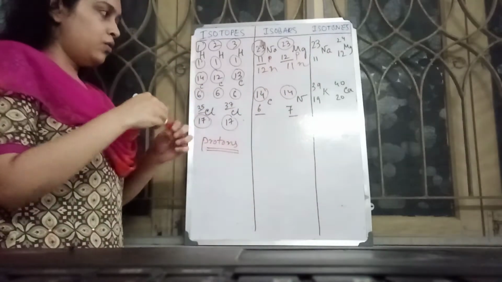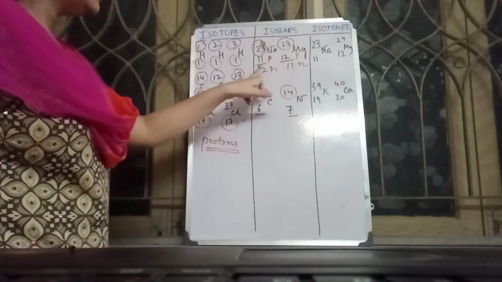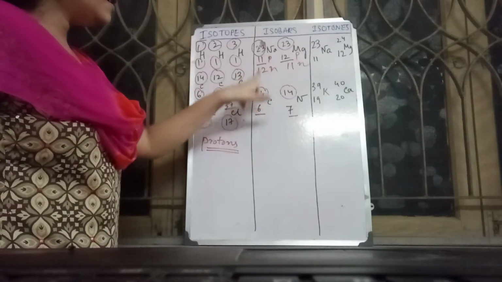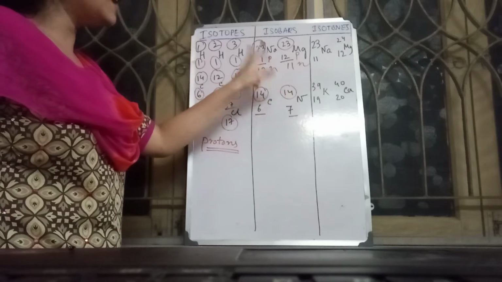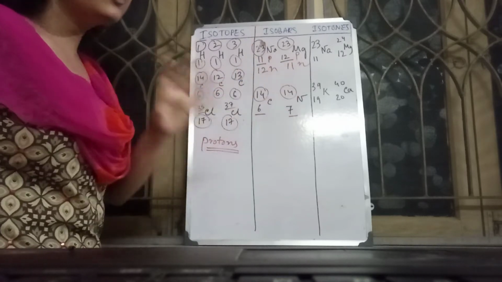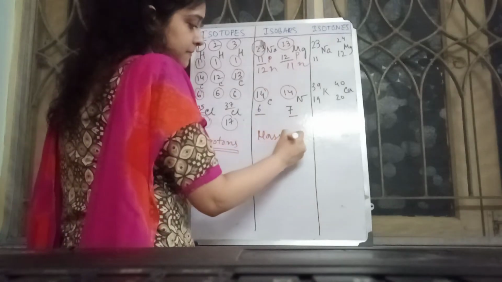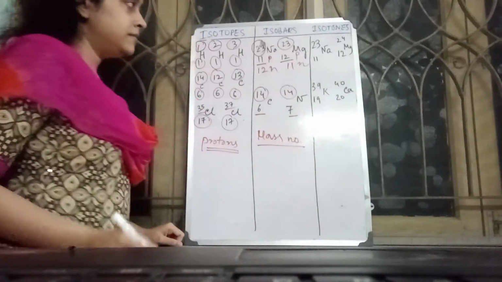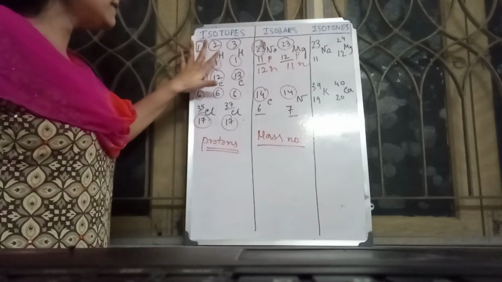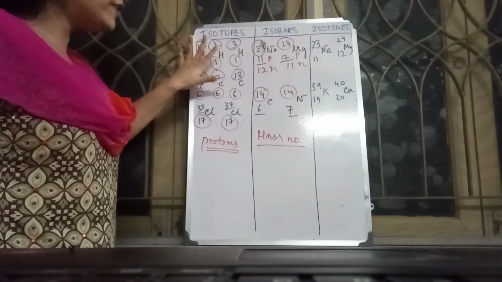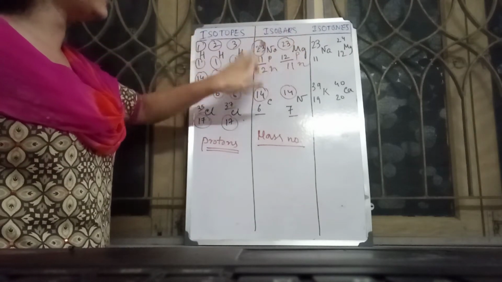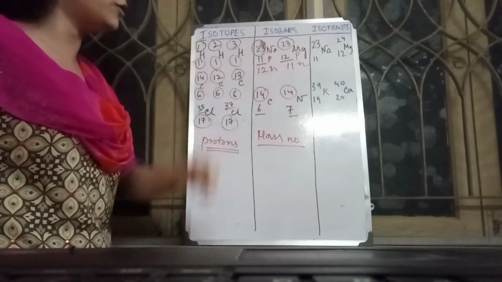So, therefore, just see, the number of protons and neutrons are different. Then what remains the same? The atomic mass number remains the same. Here the atomic number remains the same, but the mass number is different. Here the atomic mass number is the same, but the atomic number is different. Therefore, different numbers of protons and neutrons.